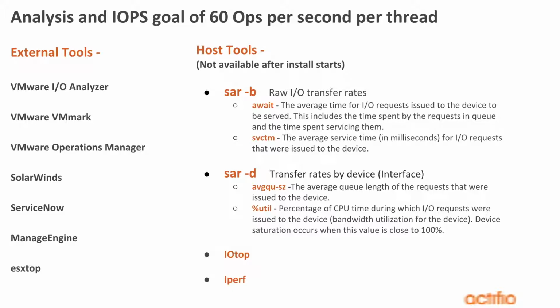Now over on the left, I've got some external tools. I don't cover all of them. I just wanted to show that there are a lot of tools that we can use for this purpose. The one that I'm going to champion today is VMware IO Analyzer. It's a fine tool. It will do everything that we need to do for this. If you are a VMware customer, it is free. You can just go download it.